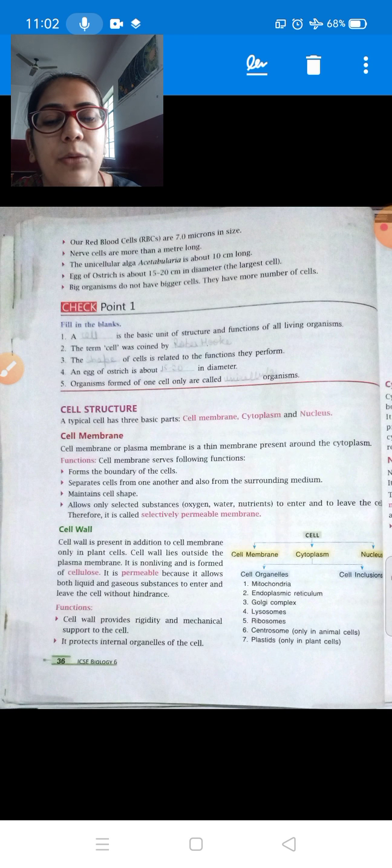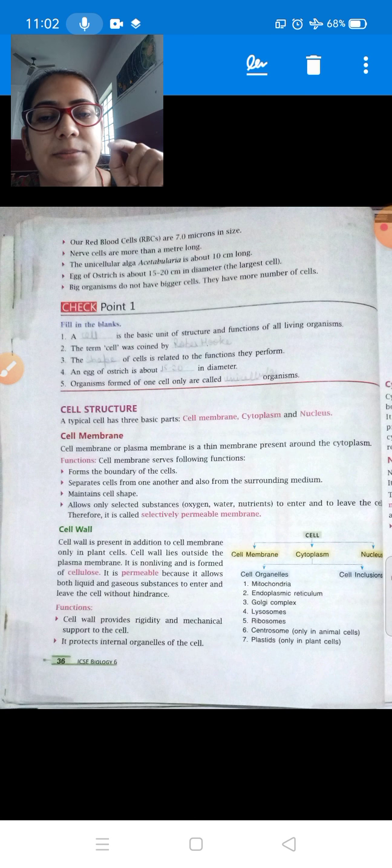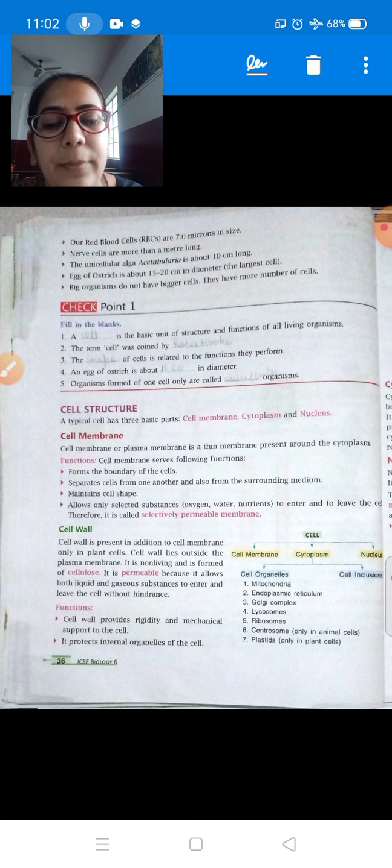So what is the cell membrane? The cell membrane is the boundary of the cell. It separates the cell from other cells or from its surrounding medium, and another function is that it maintains the cell shape. The fixed shape of the cell is maintained because of this cell membrane.